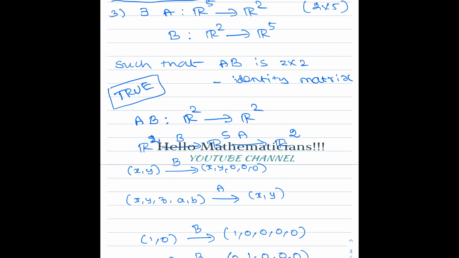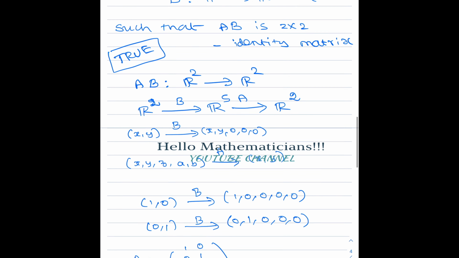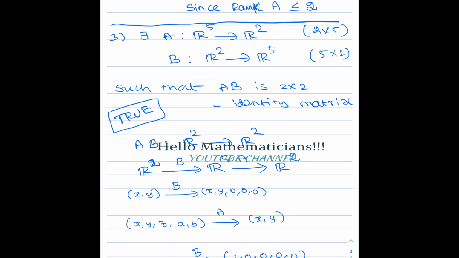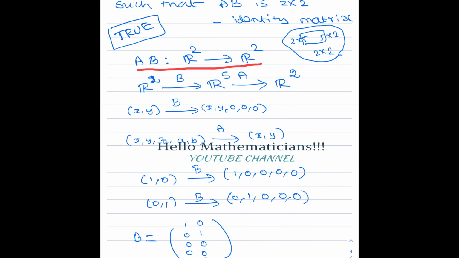It is given that B is a matrix of order 5 by 2. Therefore, it is a linear transformation from R2 to R^5, such that we want their product AB to be an identity matrix. Now you see, A is a 2 by 5 matrix and B is a 5 by 2 matrix. If you multiply, you get a 2 by 2 matrix. That is clear. Therefore, AB is a 2 by 2 matrix.